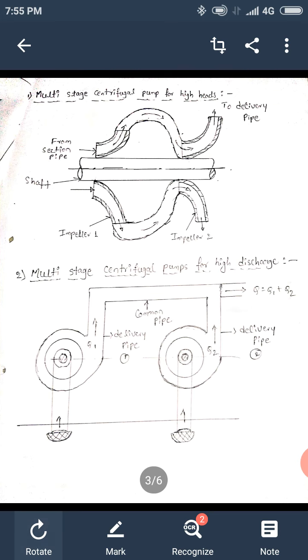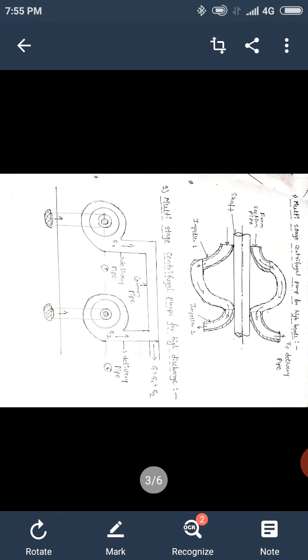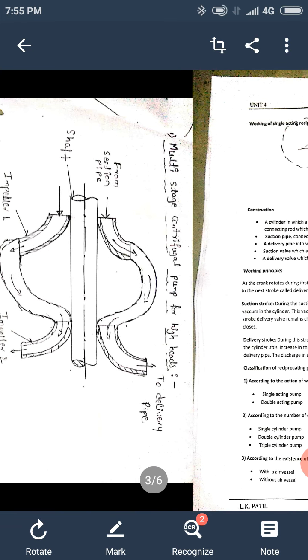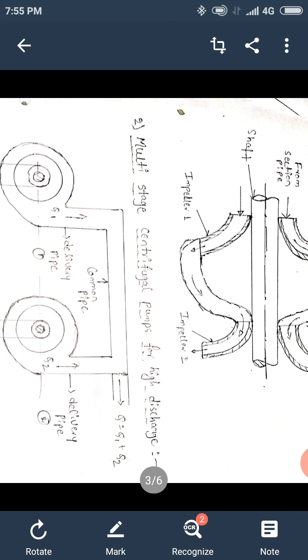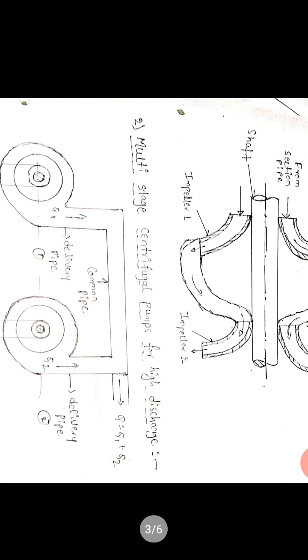So these are the sketches you can have, the multi-stage centrifugal pump for high heads. There is a delivery pipe and a suction pipe, and these are the impellers. Two sets of impellers will be provided. And the multi-stage centrifugal pump for high discharge: these are connected in parallel, and we have the common pipe, and individual discharges enter into the common pipe, and at the end we get the sum of the discharges of the individual pumps, that is Q equals Q1 plus Q2.